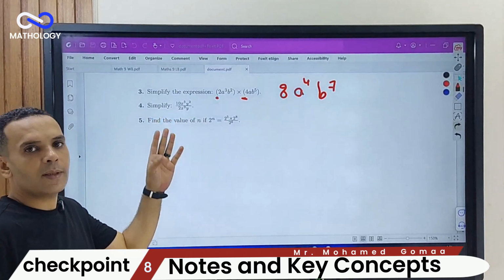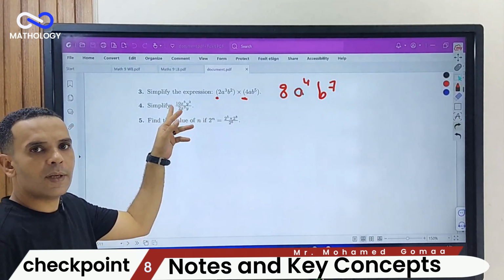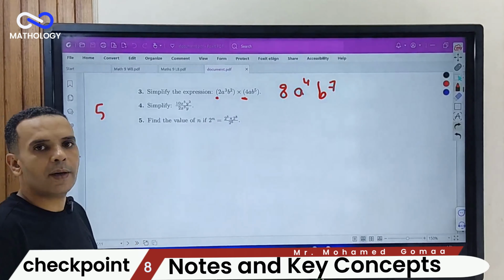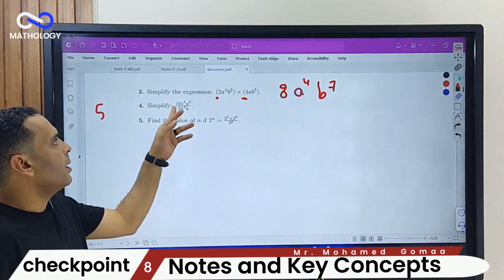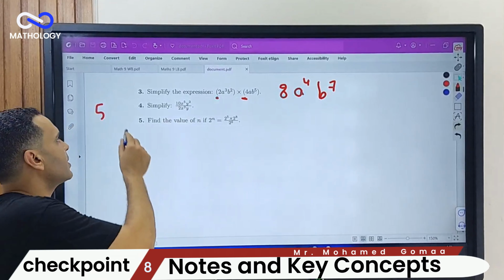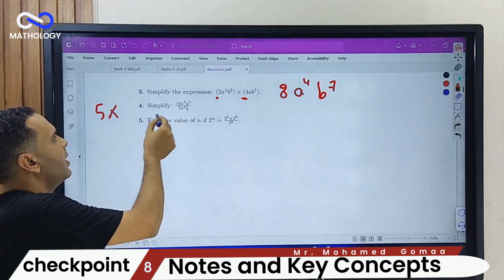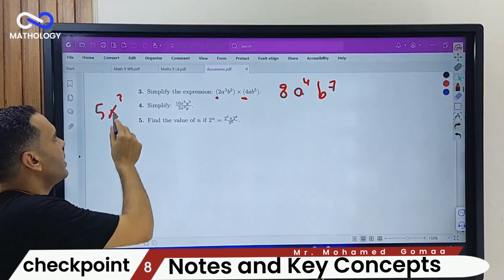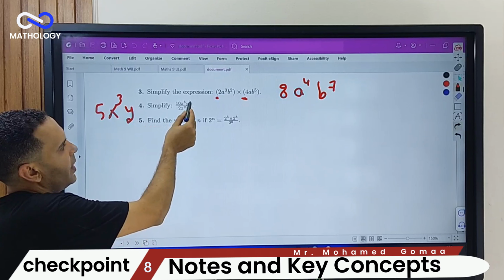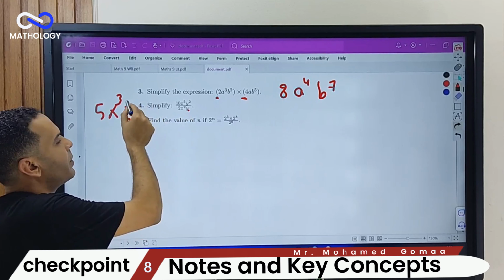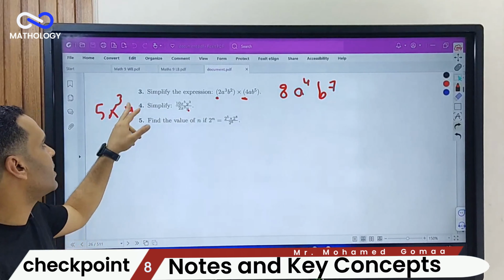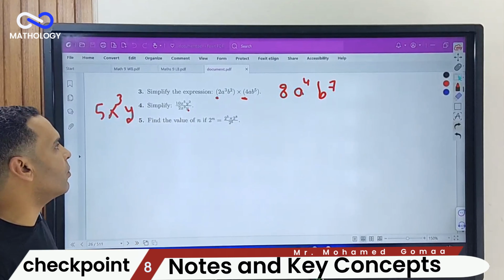Divide the same way. Divide the numbers, 10 divided by 2 equals 5. Then divide the bases. X power 5 divided by x power 2, keep the same base x and subtract, because we divide, 5 minus 2 equals 3, x power 3. And y, here y power 2, here y power 1, it will be y power 1. We don't write 1, but we know that y is raised to the power of 1.